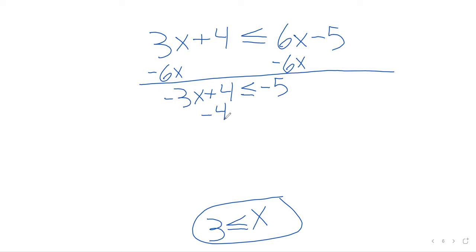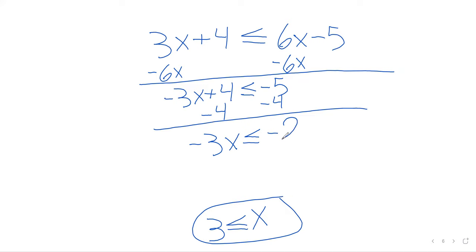We could take the 4s over to the right and get negative 3x is less than or equal to negative 9. And now if we want x by itself, we need to divide by negative 3. And dividing by negative 3 will flip that less than or equal to into a greater than or equal to. And we get the same answer. I mean, these are written a little differently, but x is greater than or equal to 3, and 3 is less than or equal to x are two different ways of saying the same thing.